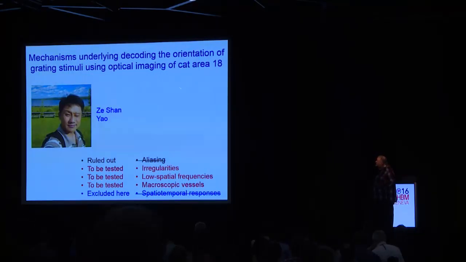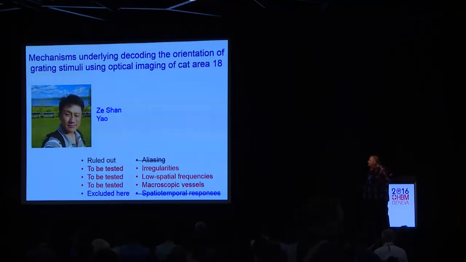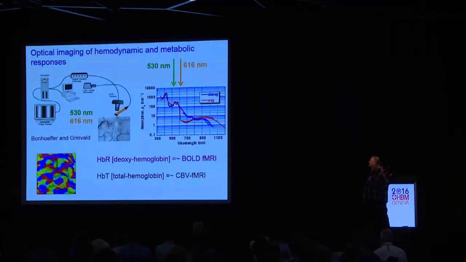In order to address this question, we used optical imaging in cat area 18. We used optical imaging so that we can also test contributions directly from macroscopic vessels. So here we tested for contributions of irregularities, low spatial frequencies, and macroscopic vessels. The principle of optical imaging is that when we remove the scalp in an animal model, we image directly from the cerebral cortex under two wavelengths of illumination.